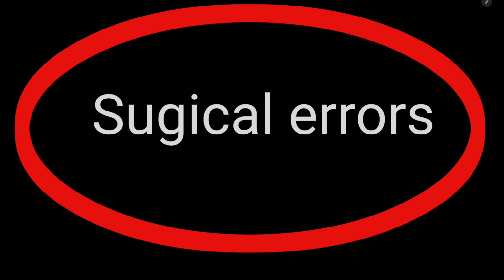If you believe you have been the victim of a surgical error, here are the steps you should take. First is to seek a second opinion. It is important to consult with another medical professional to confirm whether your injuries or complications were caused by a surgical error. Second is document everything. Keep detailed records of your medical treatment, surgeries, and any complications that arose as a result of the surgery.